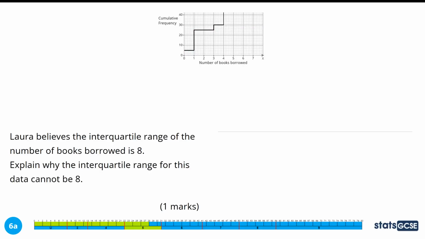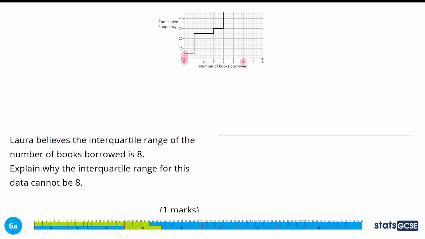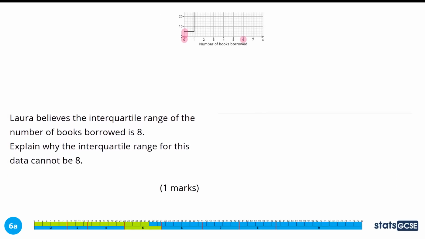Laura believes that the interquartile range of the number of books borrowed is 8. Explain why the interquartile range for this data cannot be 8. Looking at our cumulative frequency step polygon, the first time this graph goes up is at 0, and the last time it goes up is at 6. So the range will be 6 take away 0, which is 6. The interquartile range must be less than the range. So our answer is that the range is 6, so the interquartile range must be less than 6.